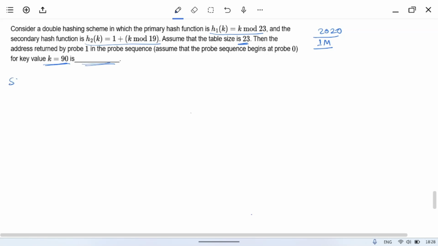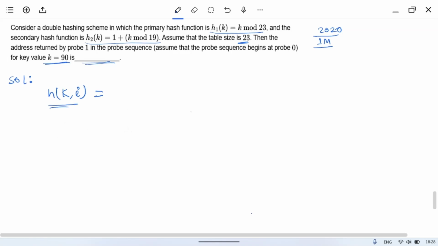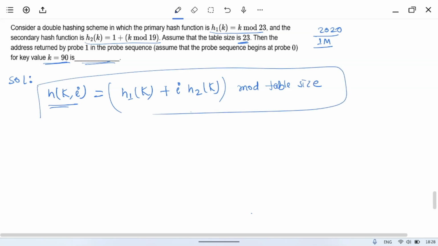So let us solve this problem. We know that in the double hashing scheme, the probe sequence is given by h(k, i) = (h1(k) + i * h2(k)) mod table size.